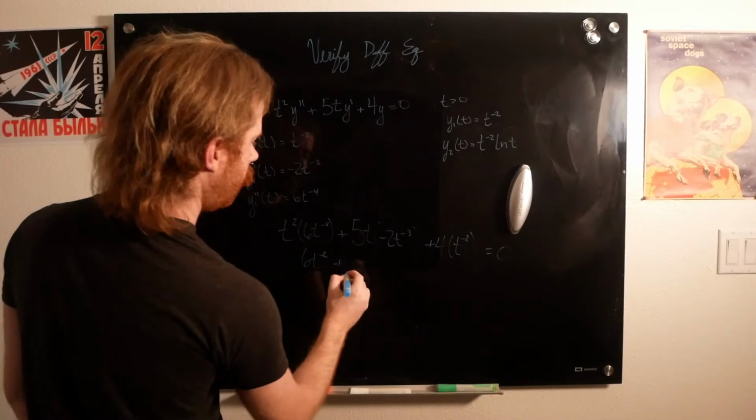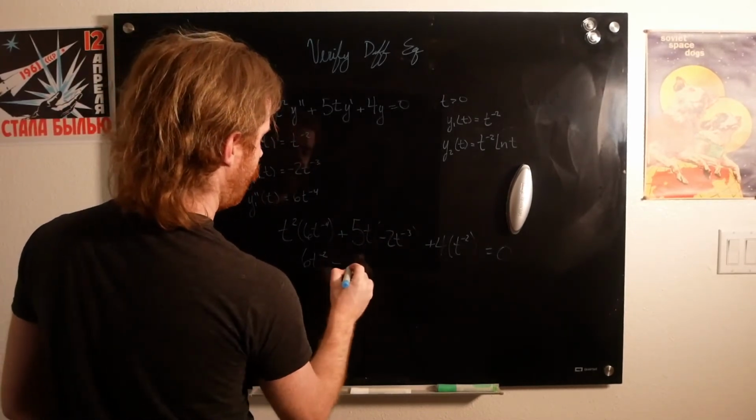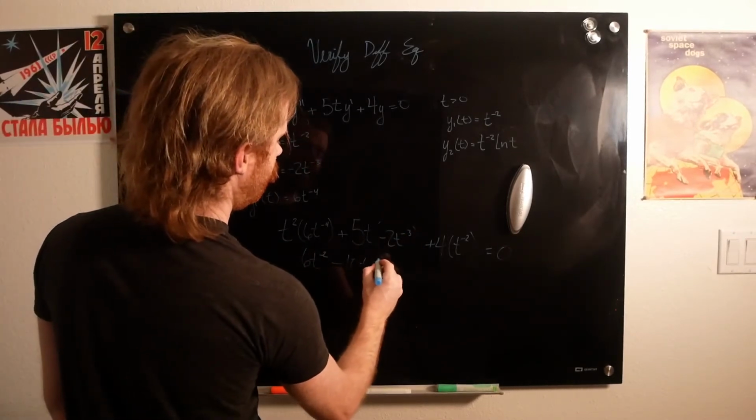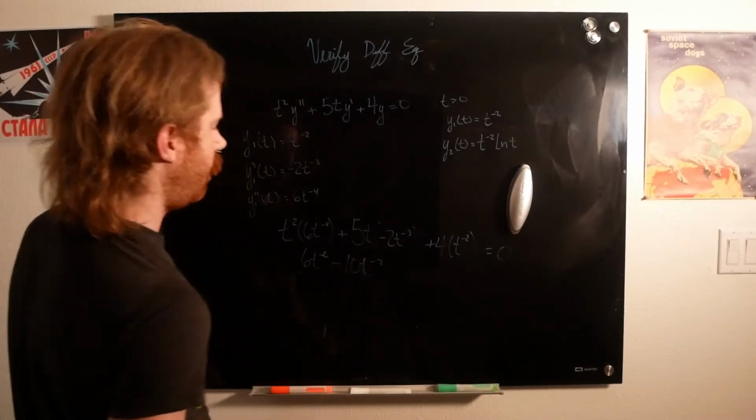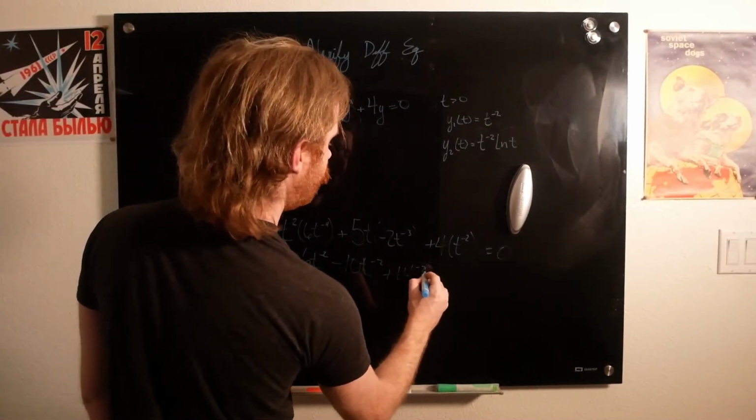And then multiply the 5 and the 2. This is going to turn into a negative. So negative 10 is the coefficient, and then multiply t in. It's going to be t to the negative second power. And then plus 4t to the negative second power.